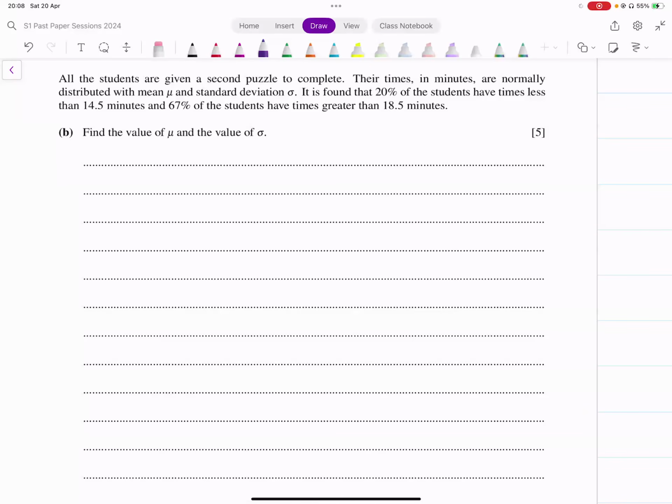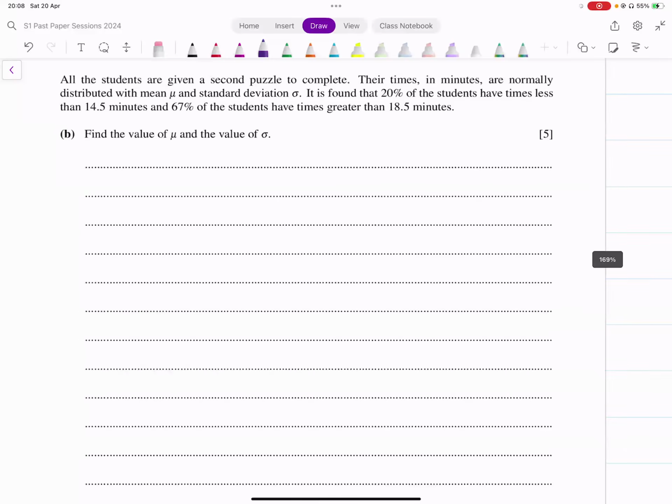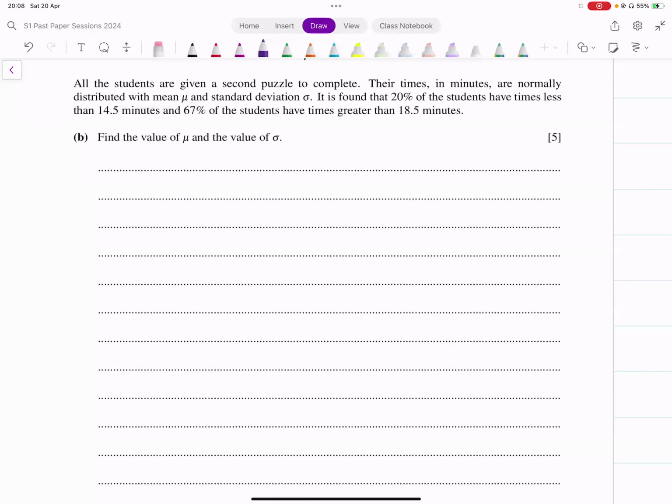Part B says, all the students are given a second puzzle to complete. Their times in minutes are normally distributed with mean mu and standard deviation sigma. So now we've got a second puzzle. Mean is mu, standard deviation is sigma. Both of them are unknown.